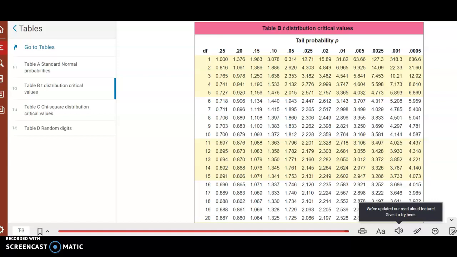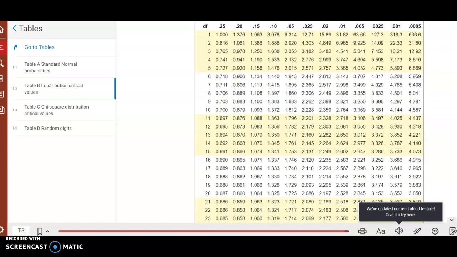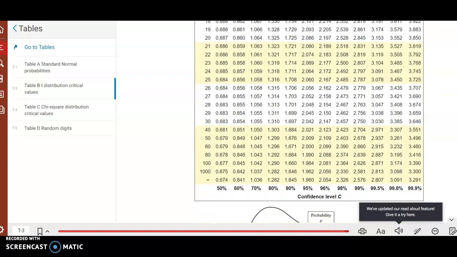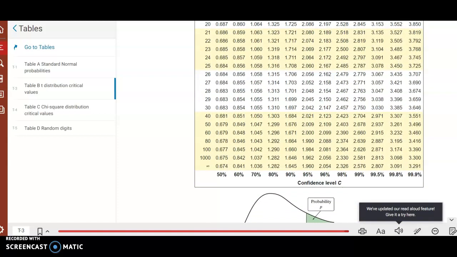Down the left-hand side are the degrees of freedom. So it works well for a while, and then we get to 30. And then we jump to 40, and then jump to 50, and so on and so on. So this was where, when I said we would have to round down, that's what I was referring to.